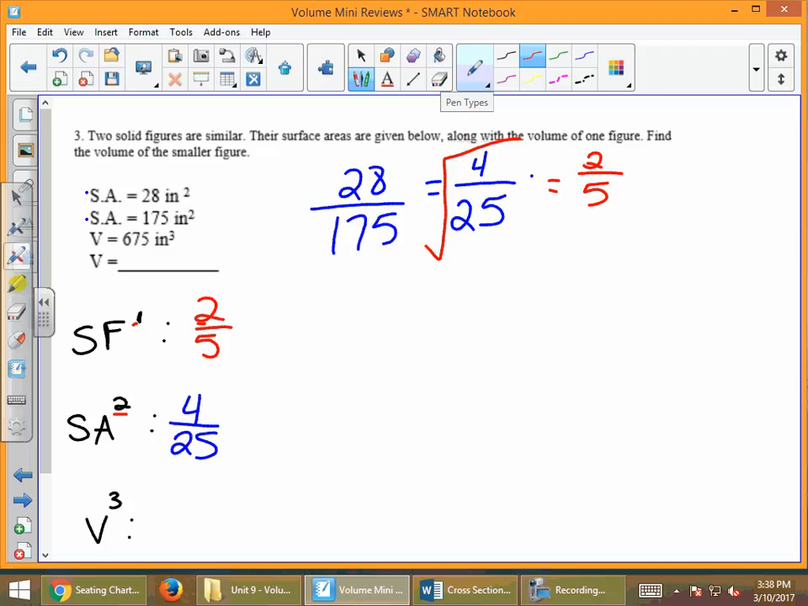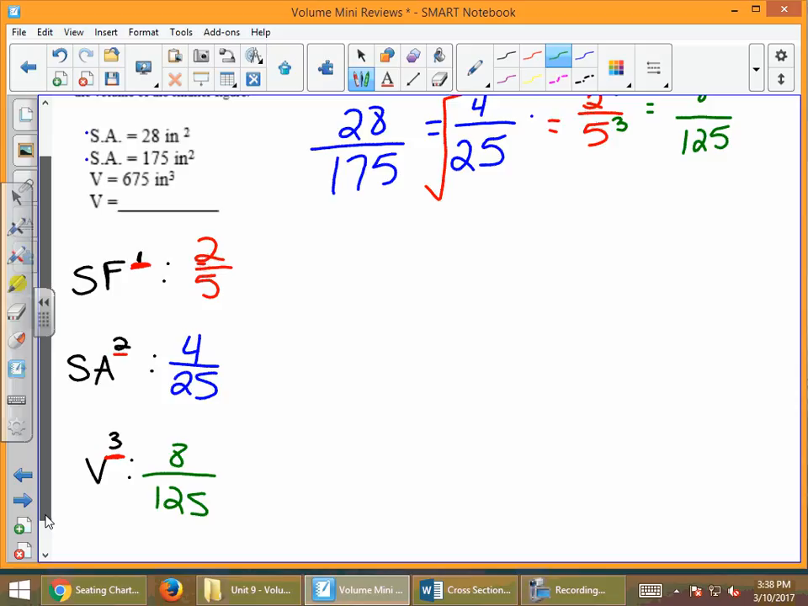Now all we need is the ratio of the volume. Well, to go from first power to the third power, we just have to cube the scale factor. So we just cube the top and cube the bottom. When we cube the top, that's 2 times 2 times 2, which is 8. When we cube the bottom, then 5 times 5 times 5, which is 125. So that is our ratio of our volume. That's what we needed to find the volume of the smaller figure.